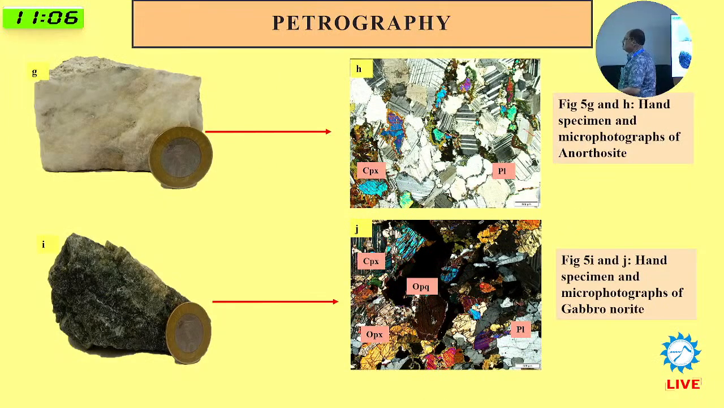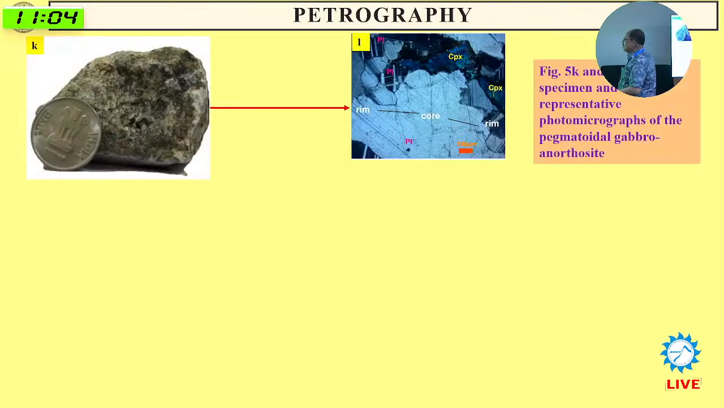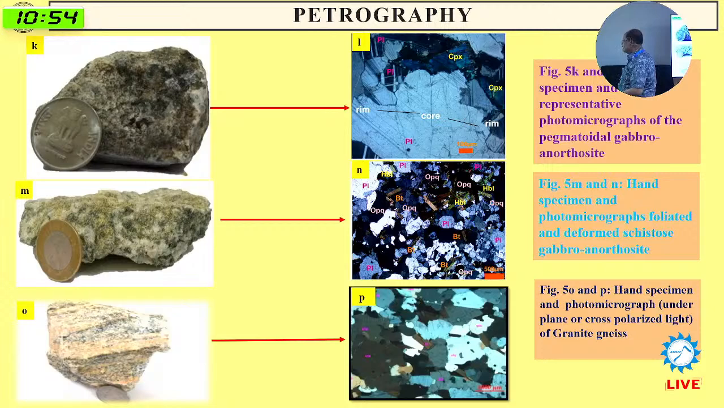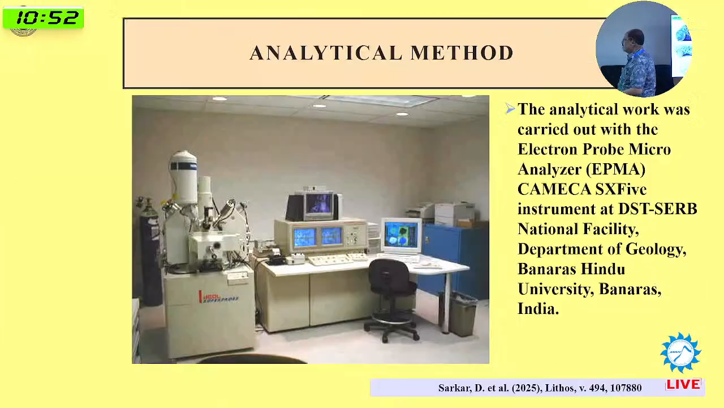So this is some petrography. I am not going into details. This is a pegmatoidal gabbro-anthracite, mammoth type of occurrence, grain size. This is like that, hand specimen. And this is the electron microprobe analyzer, just to give an idea that the entire mineralogy or mineral chemistry portion we have carried out.